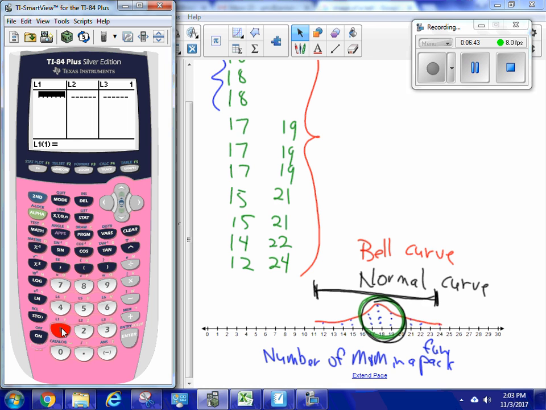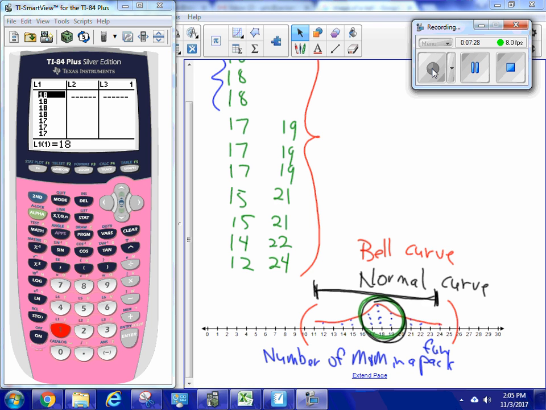I had 18, enter, 18, enter, 18, enter, 18, enter. 17 3 times, 17, enter, 17, enter, 17, enter. 15 2 times, 14 once, 12 once, 19 3 times, 21 twice, 22, and then 24. So I have 18 data items, and they're all entered into that list.